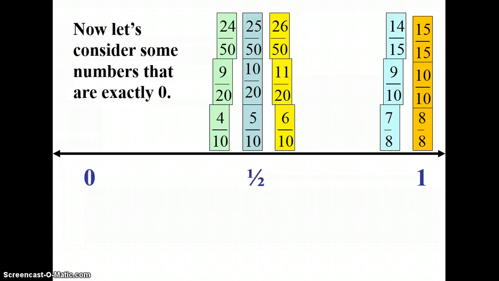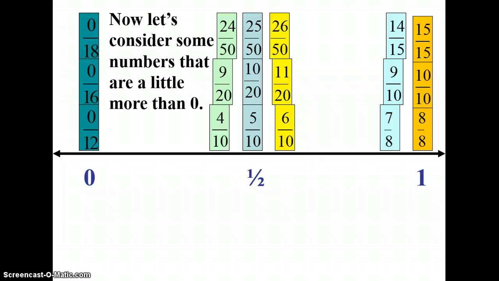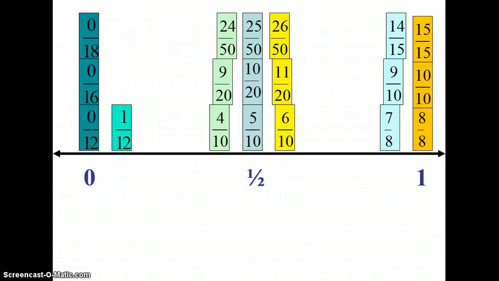Now let's consider some numbers that are exactly 0. 0/12, 0/16, 0/18 are just a few examples. And I'll bet you've already guessed it, we're going to consider some numbers that are a little more than 0 now. Numbers like 1/12, 1/16, and 1/18.